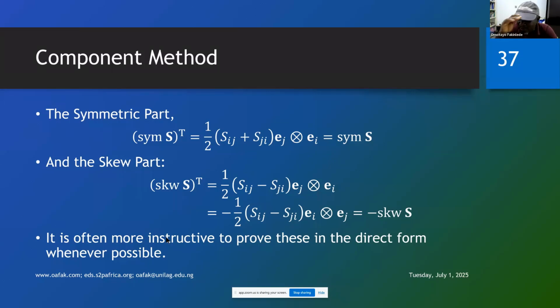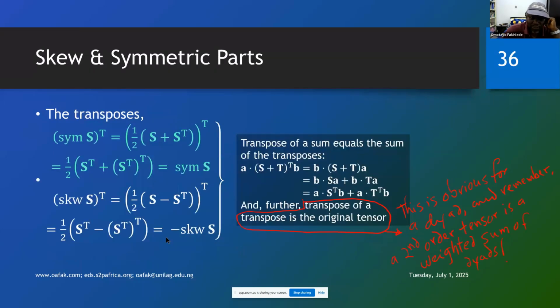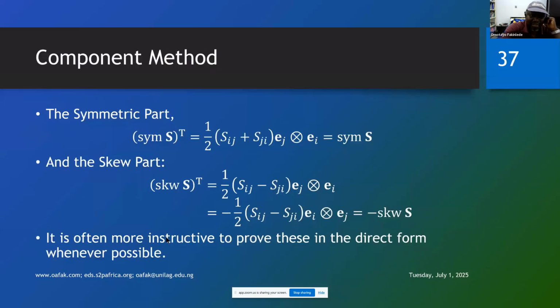That's why we call it the symmetrical part, because a tensor is symmetrical when the tensor and its transpose are the same. A tensor is skew when the transpose is its negative, and you can see here that the skew part is the negative of its transpose. It is often more instructive to prove this in direct form whenever possible, and that's what we did here. This is the direct proof without breaking them into components, and this is a proof by breaking them into components. If you ask me, I think the proof without breaking them into components is neater and nicer.